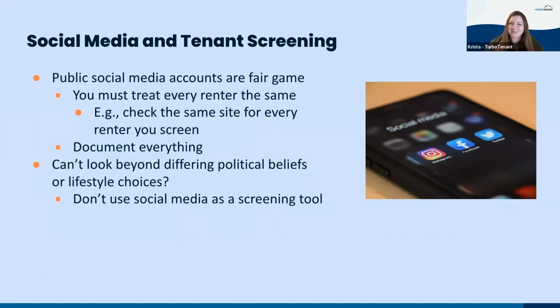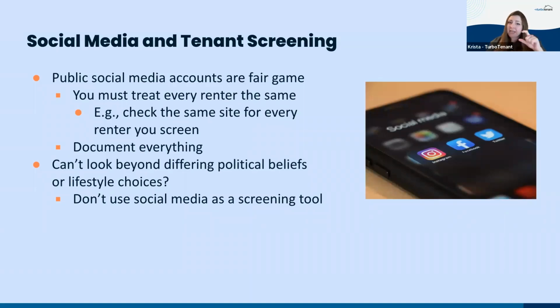You cannot disqualify someone just because they don't have a Twitter account, but just bear in mind that you are going to need to follow the same process when it comes to using social media. If you do see something that gives you pause, let's say, for example, you go on my Twitter and I'm saying, I love not paying rent. It's so fun to not pay my bills. You would want to document that.